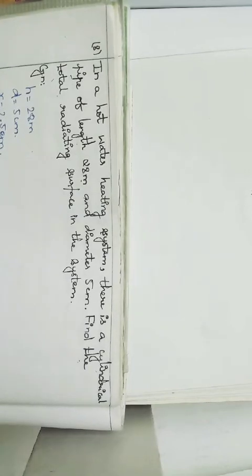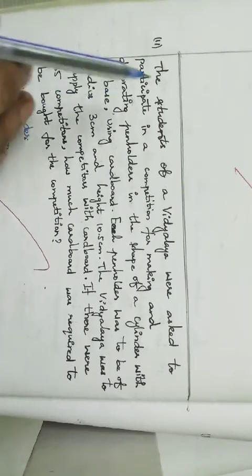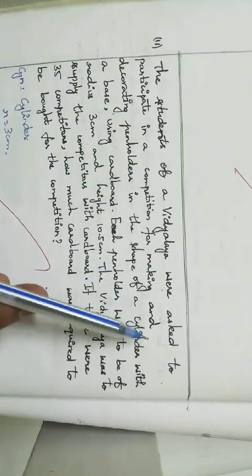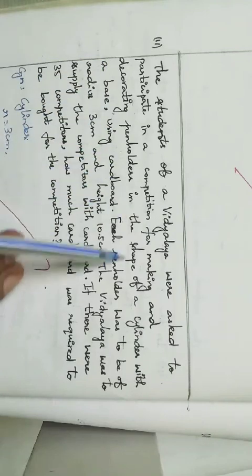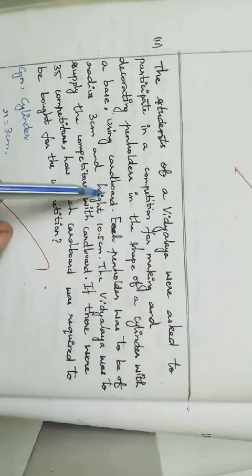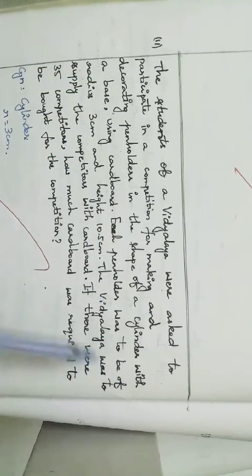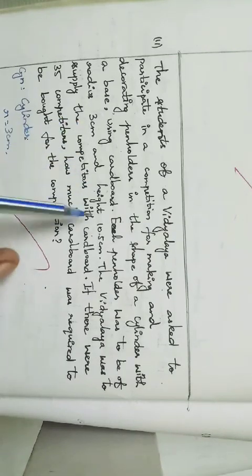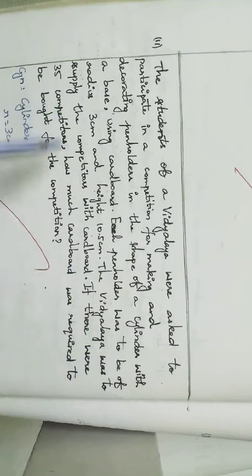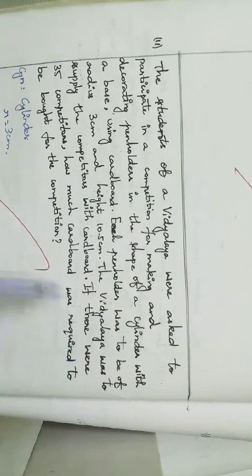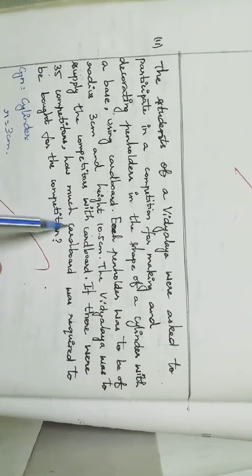Next sum is sum number 11. The students of a Vidyalaya were asked to participate in a competition for making and decorating pen holders in the shape of a cylinder with a base using cardboard, right? Each pen holder was to be of radius 3 centimeter and height 10.5 centimeter. The Vidyalaya was to supply the competitors with the cardboard. If there were 35 competitors, how much cardboard was required to be bought for the competition?